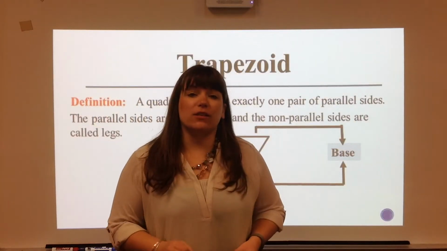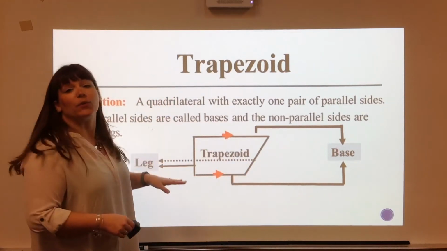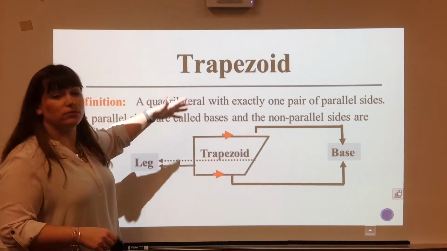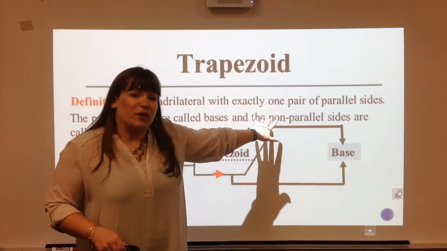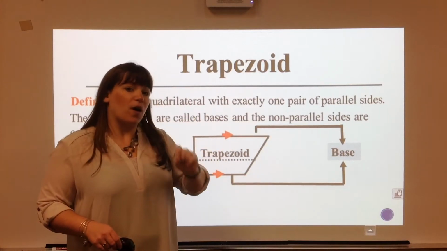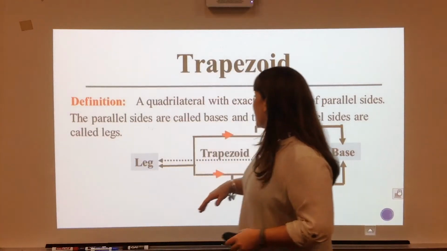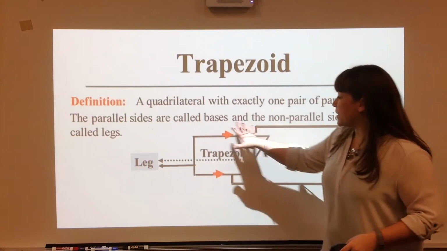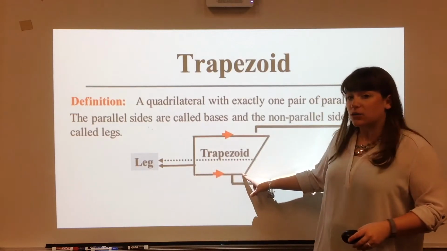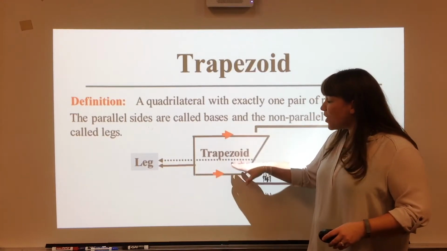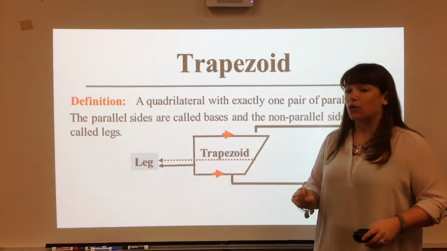Now, a trapezoid's definition is in your vocabulary sheet, so you can refer to that. Also, I have an example here of the definition. A quadrilateral, four-sided figure, is a trapezoid, but the important part of a trapezoid is that it has one pair of parallel sides, and the parallel sides are called the bases, and the non-parallel sides are called the legs. So here we have a trapezoid. Again, we have the arrows. These two lines are parallel to each other, therefore they are the bases of the trapezoid, and these are not parallel, so they are called the legs.